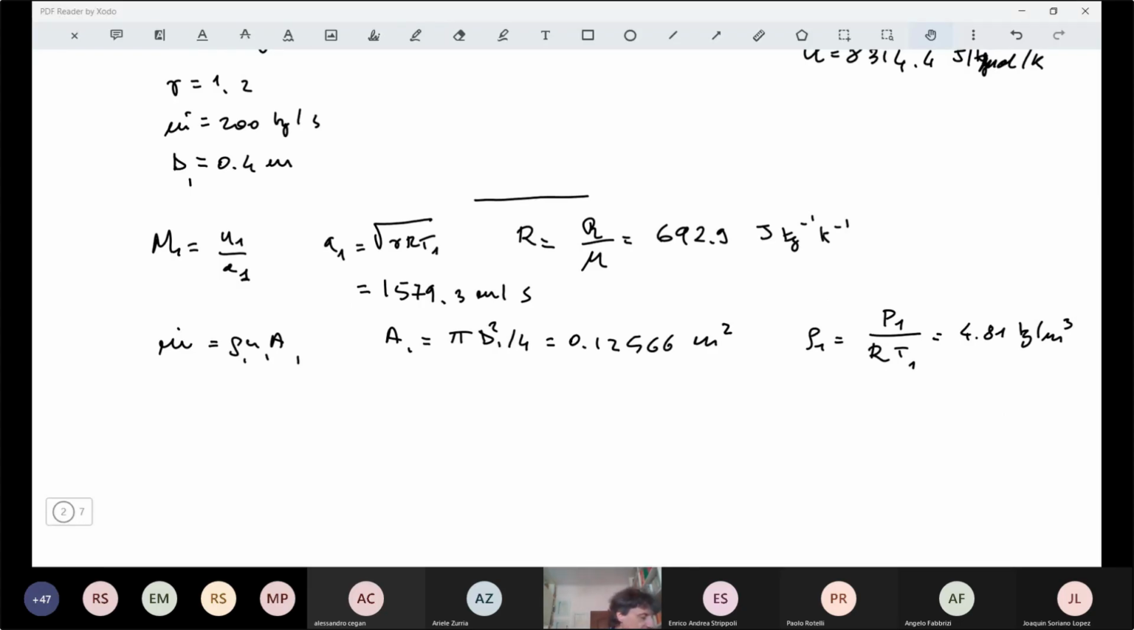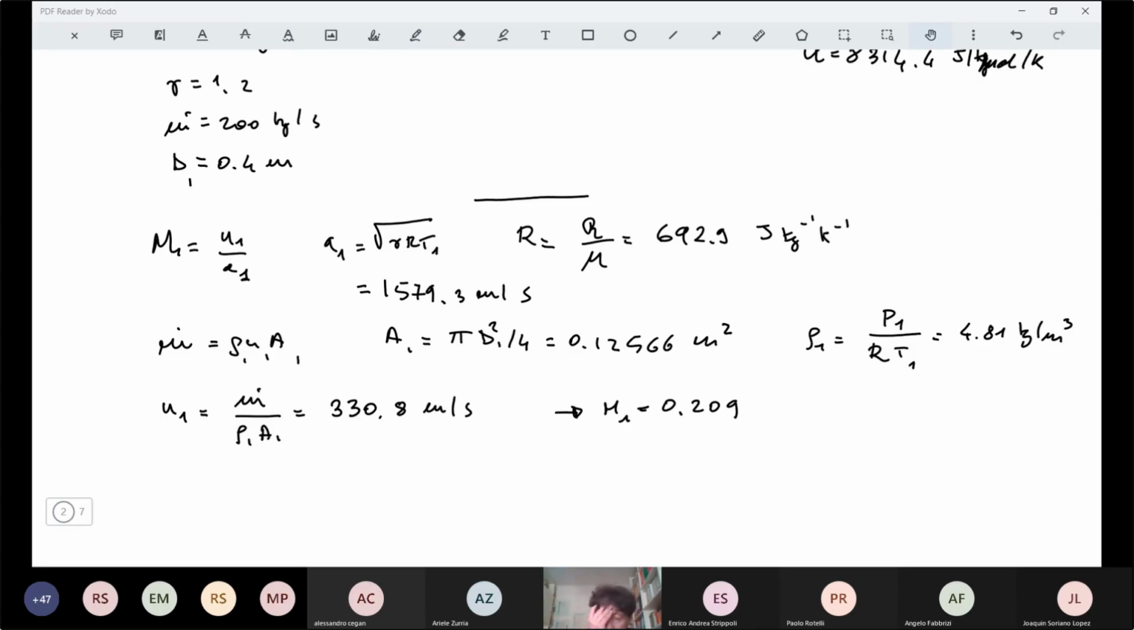And finally, we can obtain that U1 is equal to dot M over rho 1 A1, which will be 330.8 meters per second, resulting in M1 equal to 0.209. So the first step is completed.